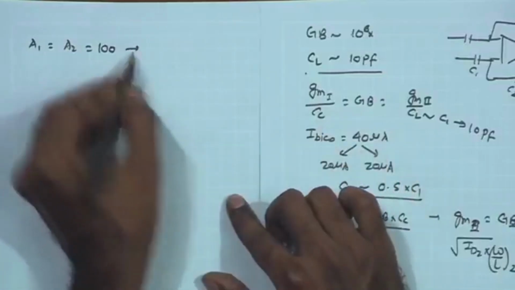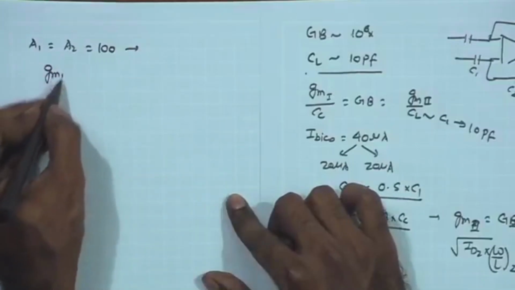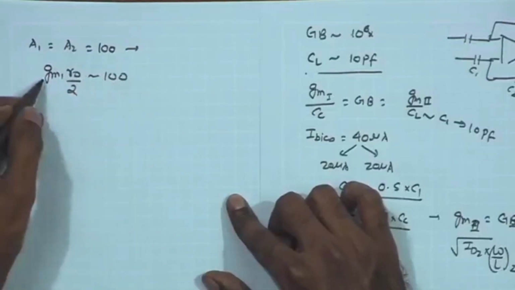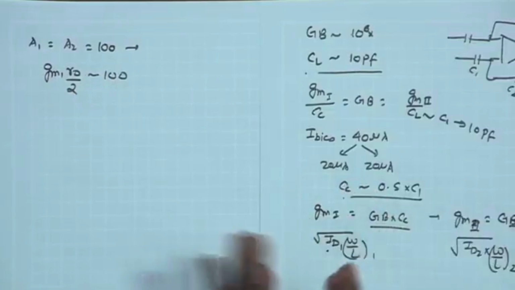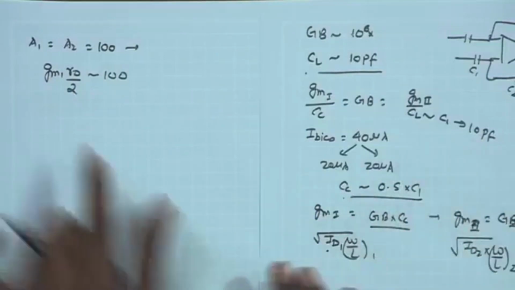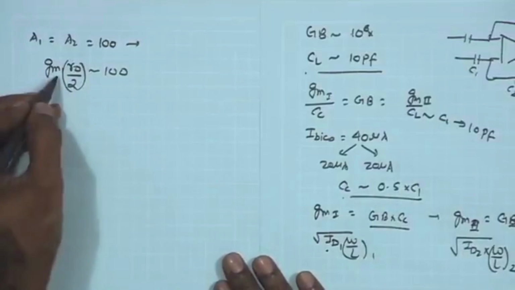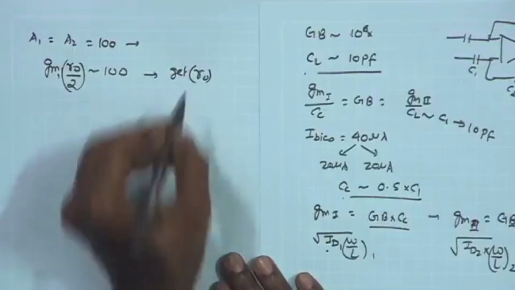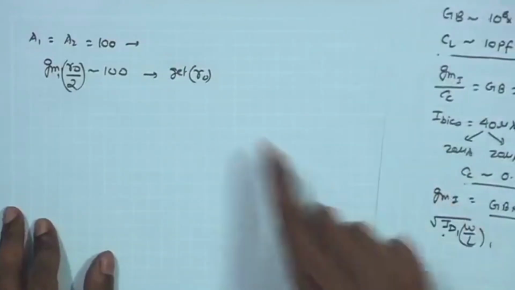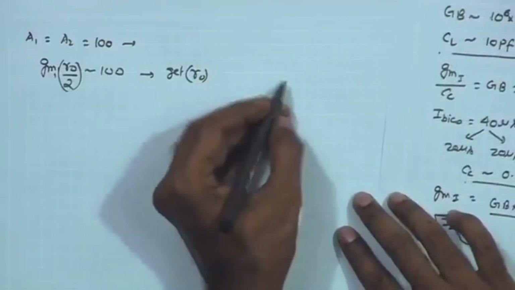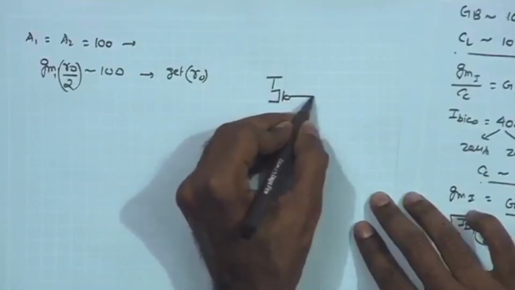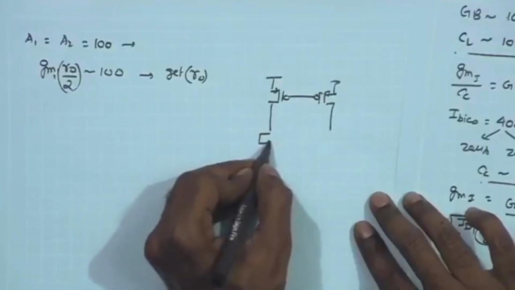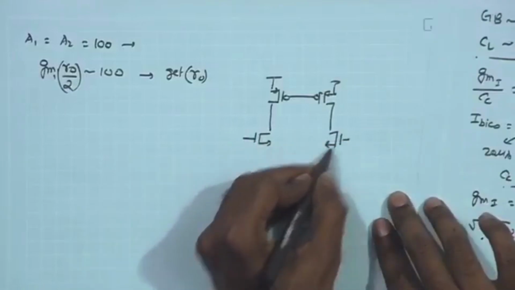That would mean that GM1 times RO by 2 of the first stage should be 100. The GM1 has already been determined in the previous stage based on the gain bandwidth requirement and the CCCL requirement, and therefore, the RO can be obtained from here. So, I can obtain RO of the input device. Now, RO of the input device does not mean that you have both the ROs coming into picture. The RO which is smaller will be coming into picture while determining the gain of the first stage.